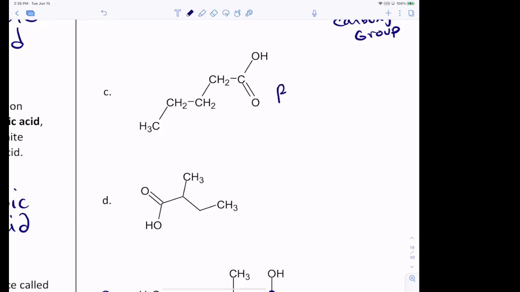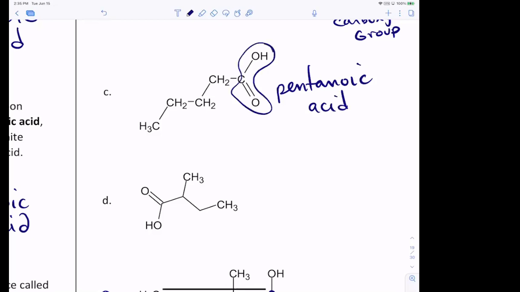Yep. So it has a carboxyl group. That tells you it's a carboxylic acid. It has 5 carbons, no branches, so pentanoic acid is correct.